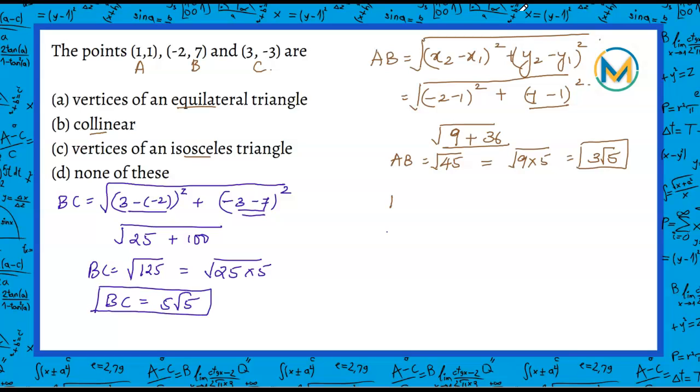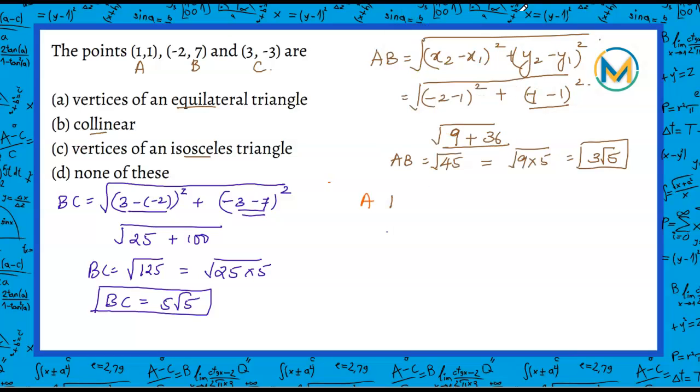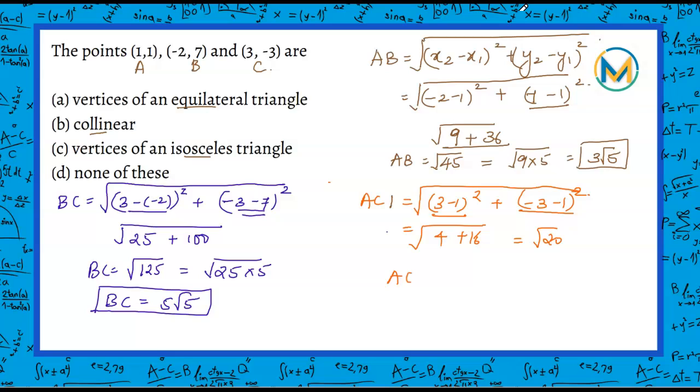We've got this. And lastly, let's change the color again. We have AC. So AC, I can write it as the square root of (3 minus 1) the whole square plus (-3 minus 1) the whole square. This becomes 2. 2 square is 4. This becomes minus 4. Minus 4 square is 16. This becomes 20. AC can be written as 4 into 5, which can be written as 2 root 5.